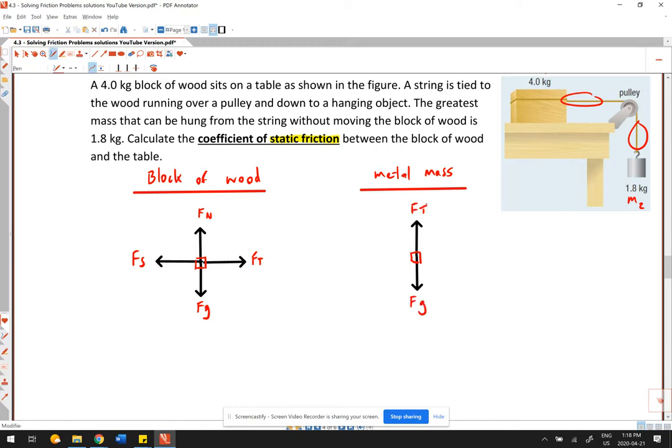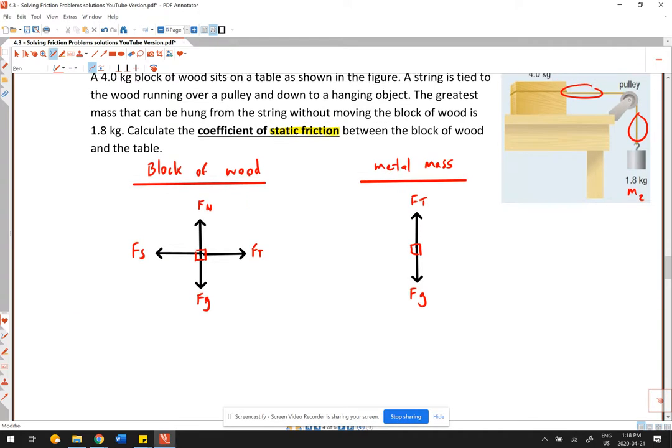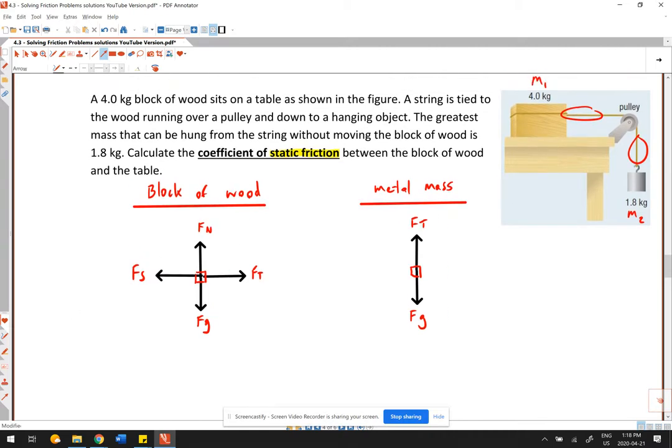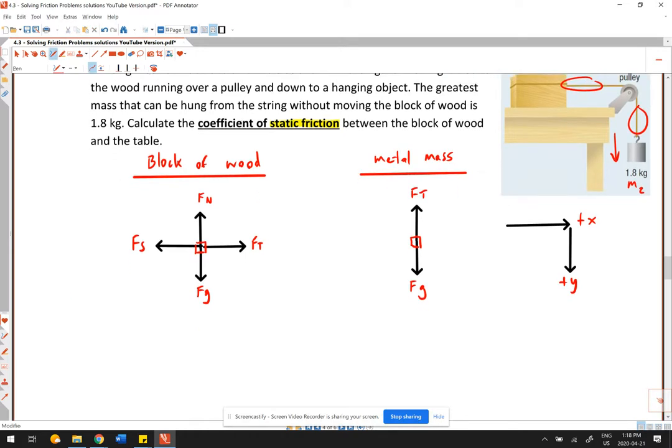Now, when we do these questions, we want to define which way is going to be positive and which way is going to be negative. That just makes our life a little bit easier. A tip that I would suggest is that you want to put the direction of motion as positive. So our box is moving towards the right. So anything towards the right would be positive, so that would be positive X. And since our mass is being pulled downwards, we want to define our positive Y as down. It's just going to make our life a little bit easier when we're doing our calculations.